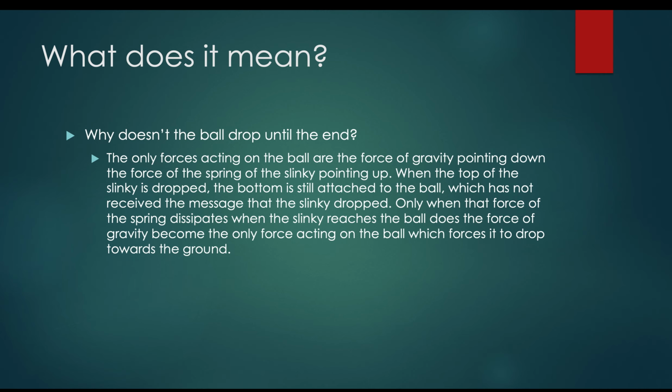So when the top of the slinky is dropped, the bottom is still attached to the ball, which has not received the message that the slinky dropped. Only when that force of the spring dissipates, when the slinky reaches the ball and collapses on top of the ball, does the force of gravity become the only force acting on the ball, which forces it to drop towards the ground. So that's why we can notice the small lag of the ball dropping at the beginning, where we saw that it stayed stationary because the slinky hadn't dropped on it yet.